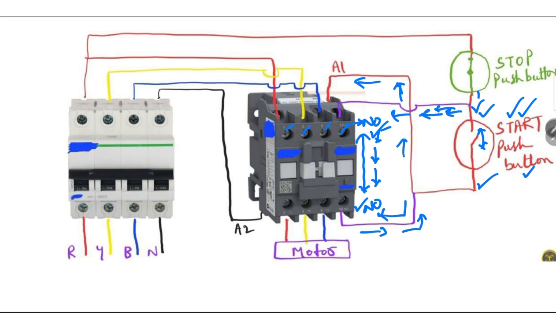And if you want to disconnect the power supply to the motor, you just need to press the stop push button. If you press the stop push button, the normally closed contact gets opened and the single phase supply to the coil gets disconnected. In this way the three-phase supply also gets disconnected. So this is the basic concept of the power contactor holding circuit.